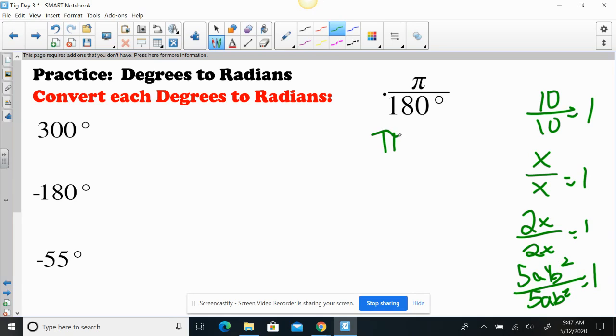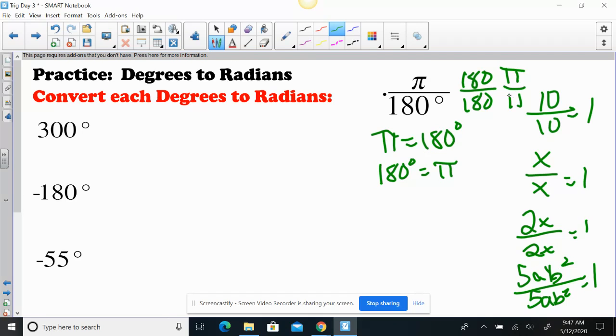Well, if pi equals 180, or I could say 180 degrees equals pi, I am allowed to multiply by pi over 180 because essentially I'm just multiplying by 180 over 180, or I could think of it as pi over pi, which is a form of 1. So if I start with the degree, I want to undo the degree by dividing. So we're going to divide by 180, and then we're going to put the pi back.